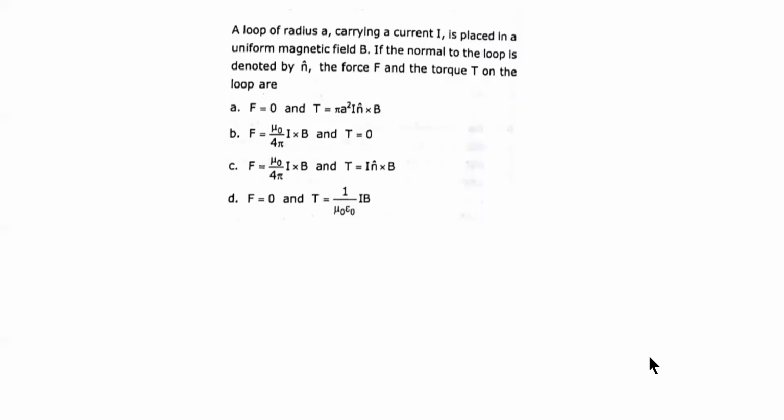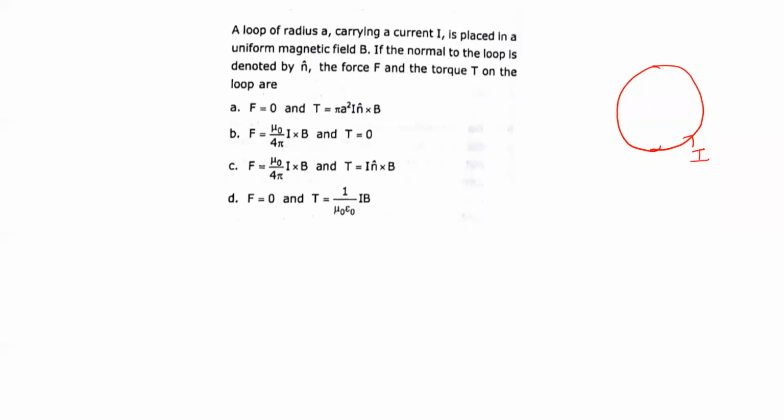In this question, we are given a loop of radius A carrying a current I placed in a uniform magnetic field. If the normal to the loop is denoted by the vector n cap, the force and torque on the loop are what? So this is our loop, a circular loop. Current is flowing through it.